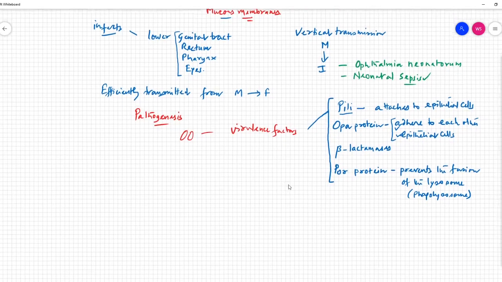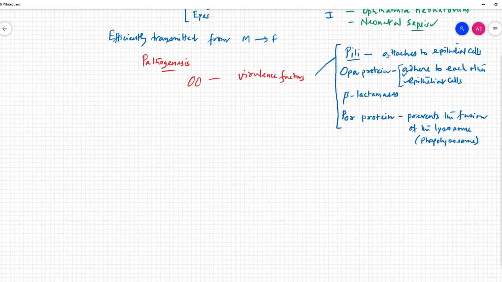Now let's think about what happens. So imagine this is a cell. This is an epithelial cell. Say that is the nucleus. Let's give it this color. So let's say that is the nucleus there. This whole thing is the epithelial cell.